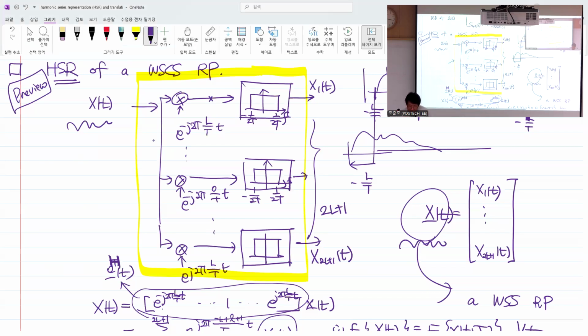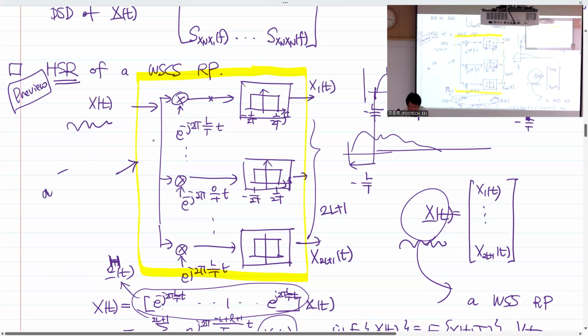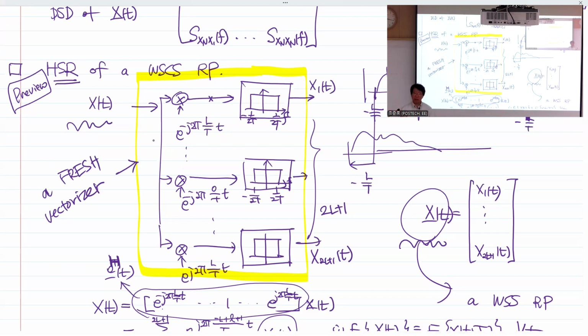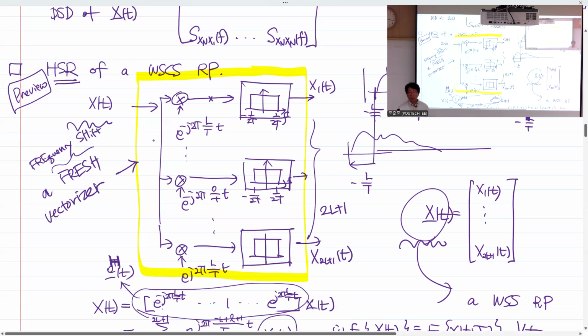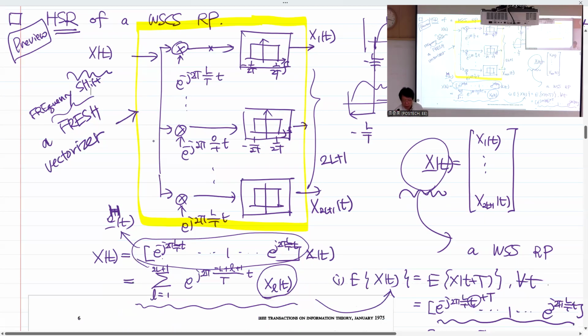Okay. Let me call this as a fresh vectorizer. Got it? Here, fresh means frequency shift. And this terminology is very, very popular in signal processing. Frequency shift. Got it? So this direction, we may call it a fresh vectorizer. And that direction, the other direction, may be called fresh scalarizer. Okay?